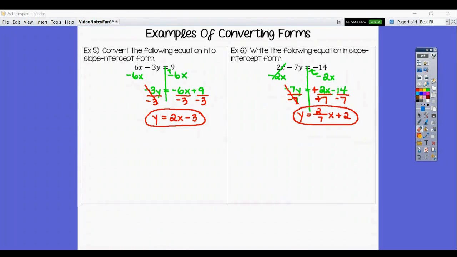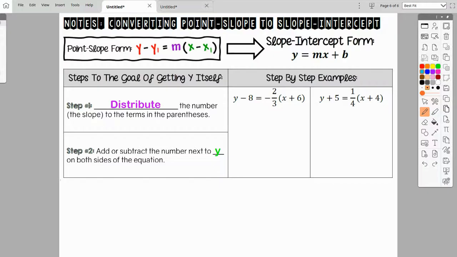in simplified form. In the last part of our notes, we want to convert point-slope form into slope-intercept form. As a reminder, point-slope form is y minus y sub 1 equals m parentheses x minus x sub 1. And slope-intercept form is y equals mx plus b. Steps to get the goal of getting y by itself are going to be distributing the number, which is going to be represented as your slope, to the terms in the parentheses.